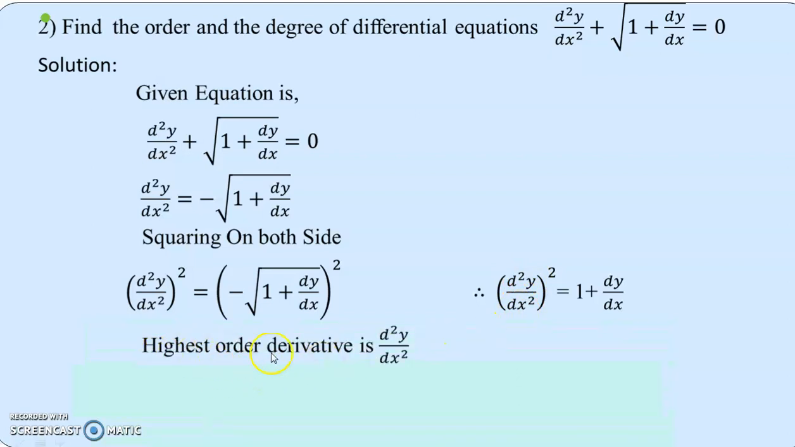Here the highest order derivative is d2y by dx square, so its order is 2. Order is 2 and now the degree. The power of this highest order derivative is 2. So the degree of the differential equation is 2.